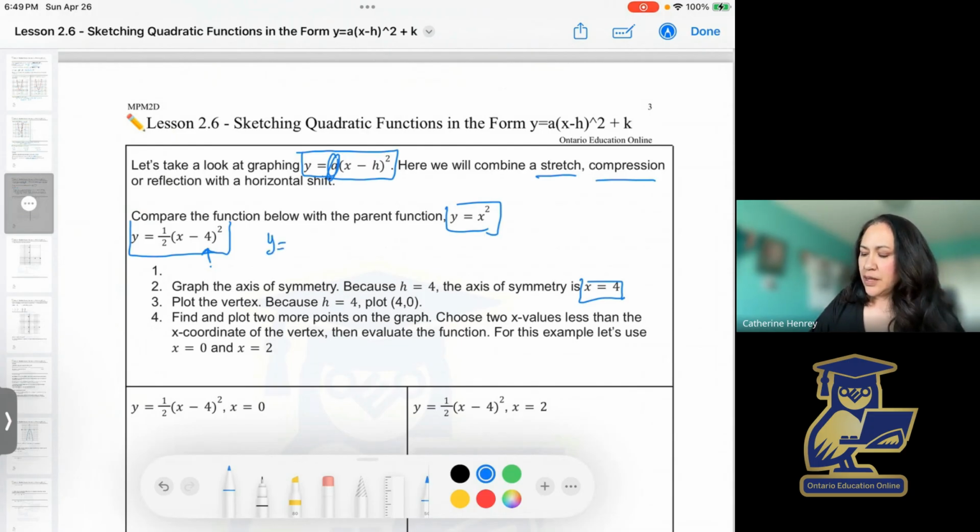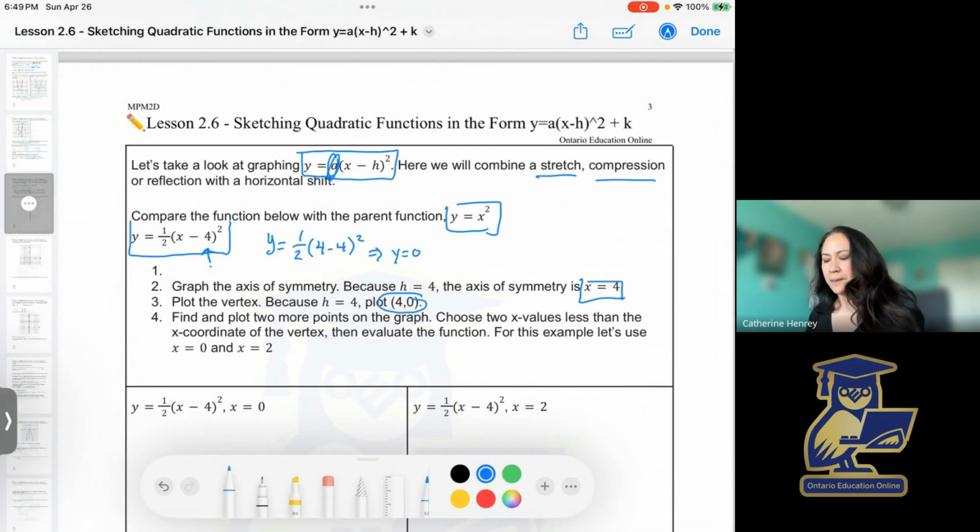So it would look like 1/2 times (4 minus 4) squared. And that just gives me a value of y equals 0. So then we would plot our vertex at (4, 0). We only need a couple more points in order to graph the parabola.